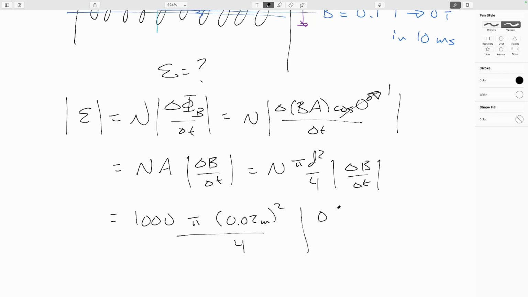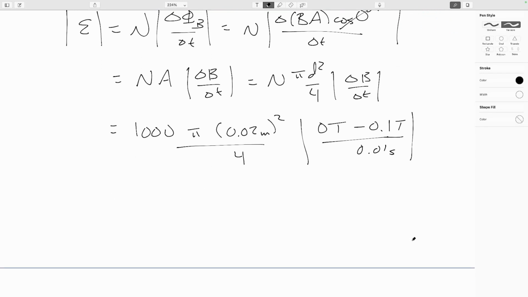So our final magnetic field strength is 0 teslas. Our initial is 0.1, over 100th of a second. And it turns out that this will give you pi volts.